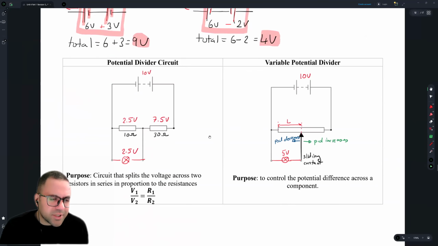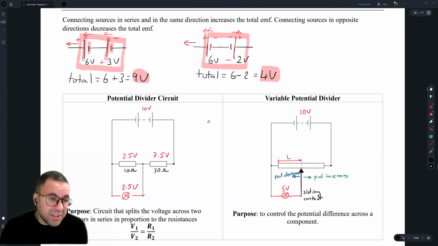Can you put an AC supply next to a battery? I mean, you can. It's not a good idea, though.